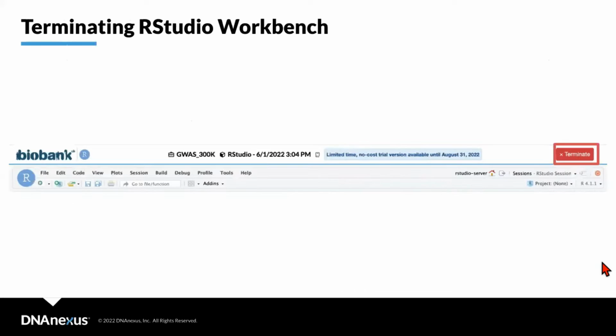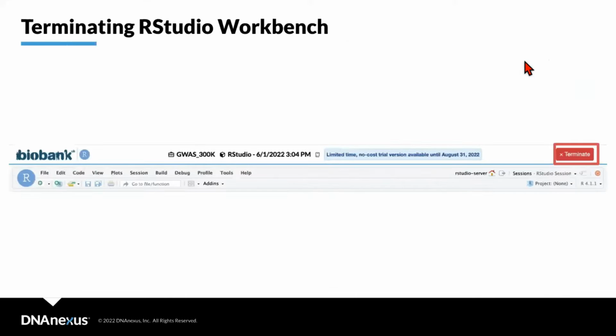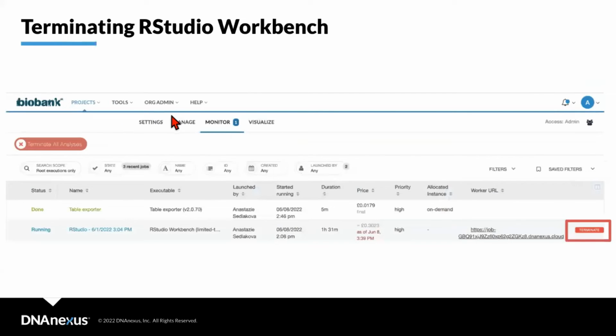Because you need to terminate RStudio once you're done, we want to show you the different ways you can terminate your RStudio. As you can see here, you can terminate it directly in RStudio using the terminate button. You can also terminate it in your Tools section, in RStudio sessions, by clicking on the three dots and environment. And you can also go to the Monitor section and click terminate here. So these are three different ways you can terminate your RStudio Workbench.